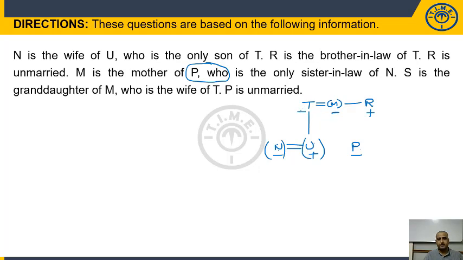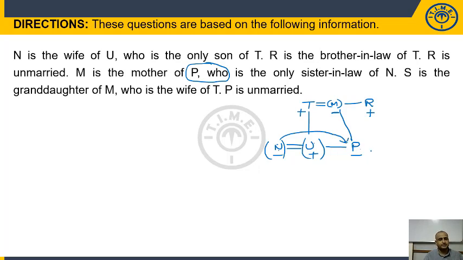So M is a female, T is a male. M is the mother of P. As we know already, U is the child of T, and T and M are a couple. So U and P will be siblings. Now it is not violating the condition. P is the only sister-in-law of N. It is not violating that condition. So it is valid. And P is unmarried.